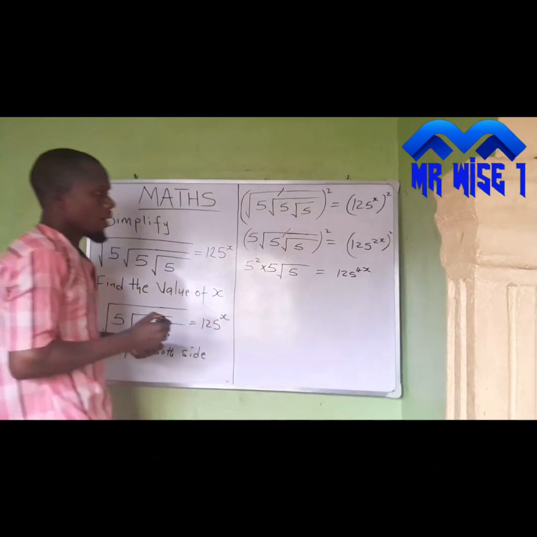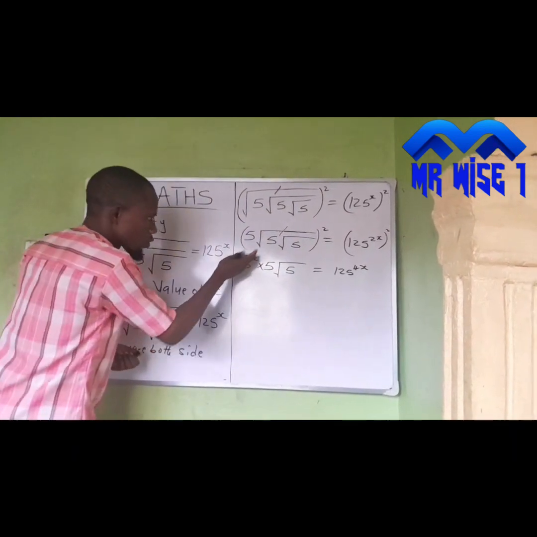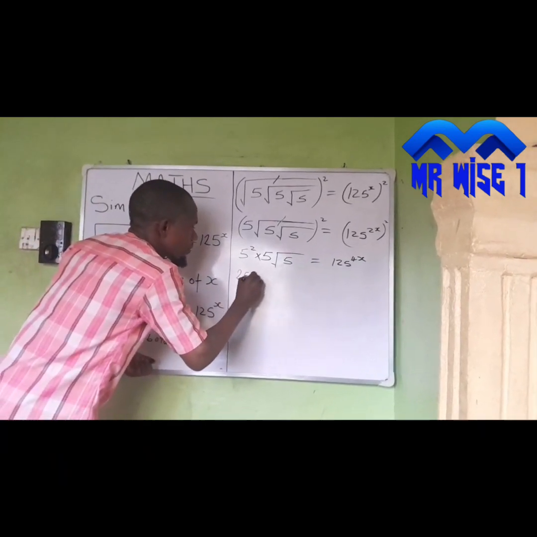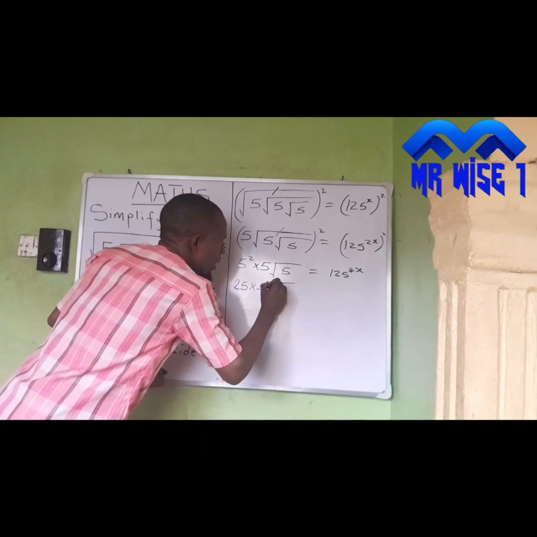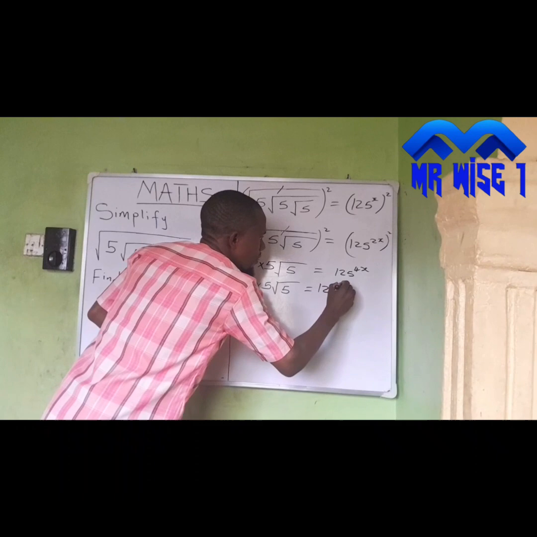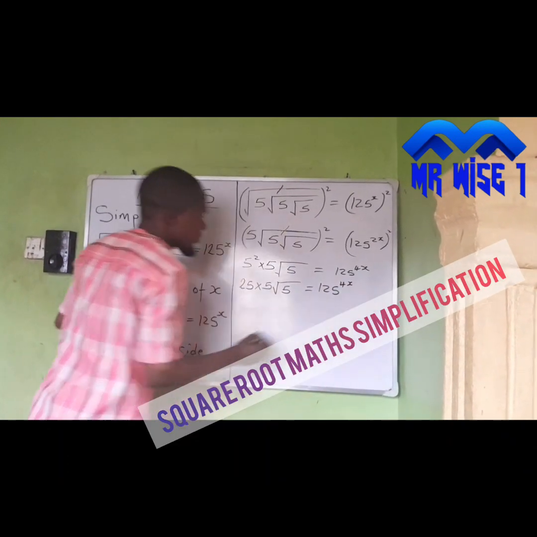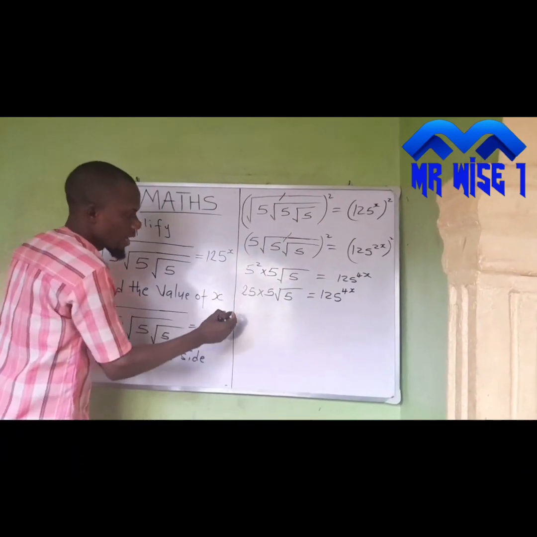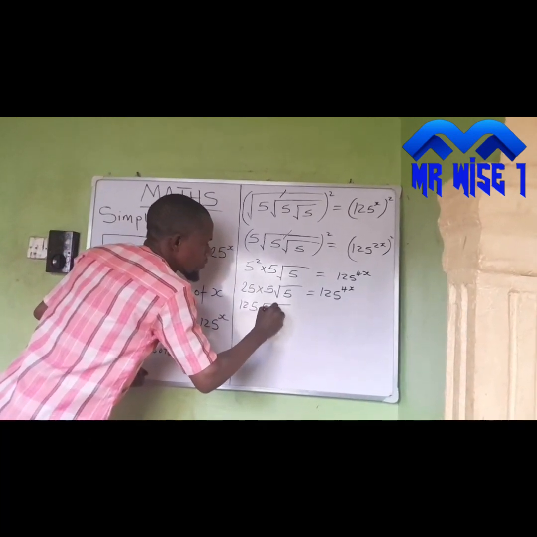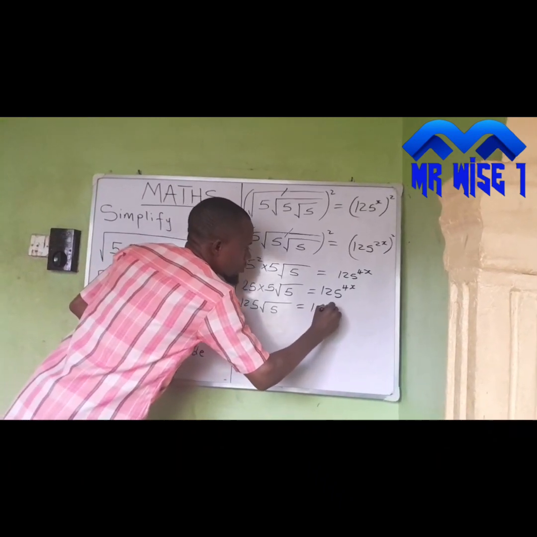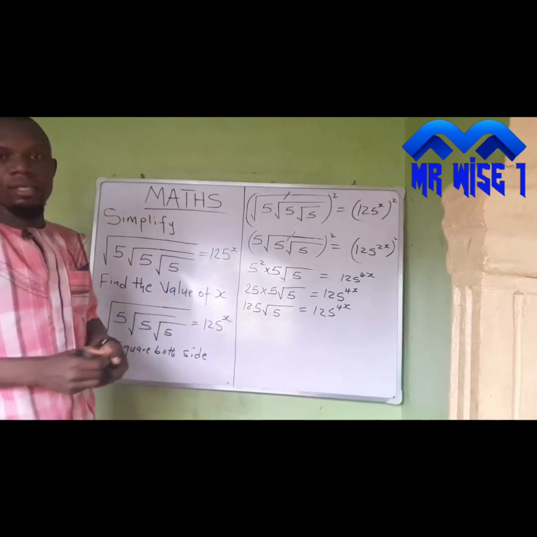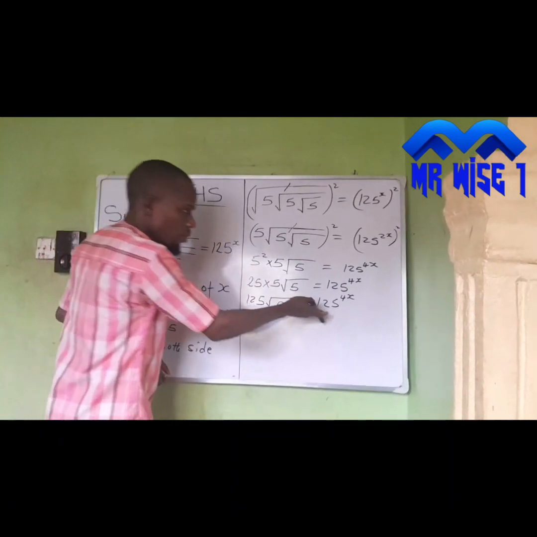Here now, 5 squared is 25, times square root of 5 is equal to 125 to the power of 4x. So 25 times 5, I'll have 125 square root of 5 is equal to 125 to the power of 4x. As you can see, I have 125 here and I have 125 here.